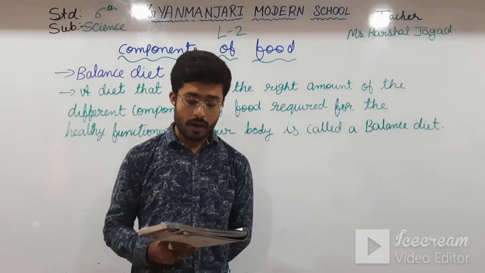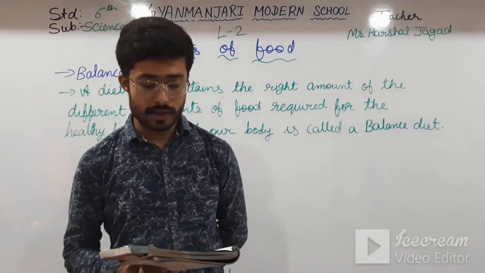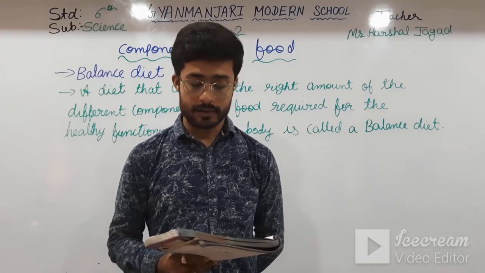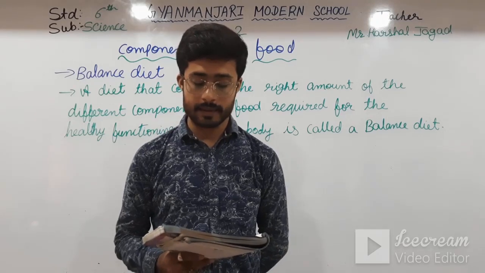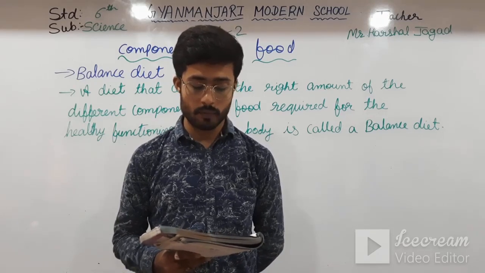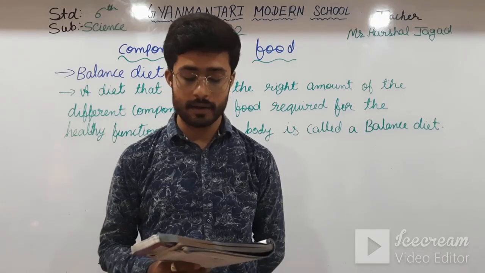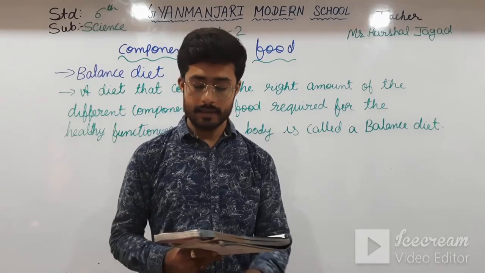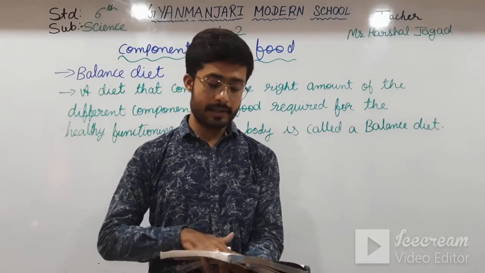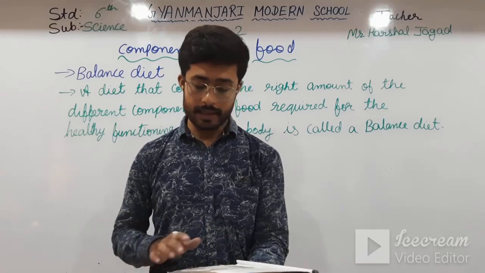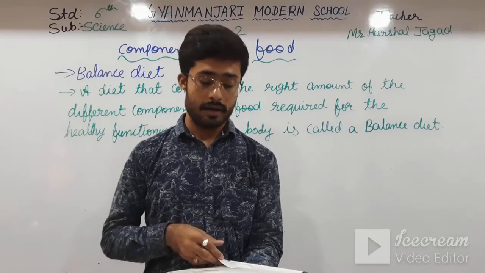PEM leads to marasmus in children under 5 years of age. Its symptoms are a thin body, weak legs, poor muscle development and mental retardation. See here, both disease pictures are given.